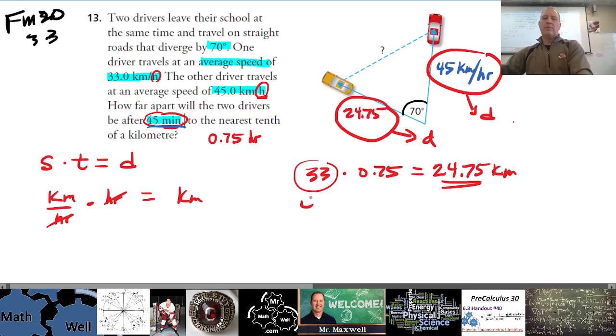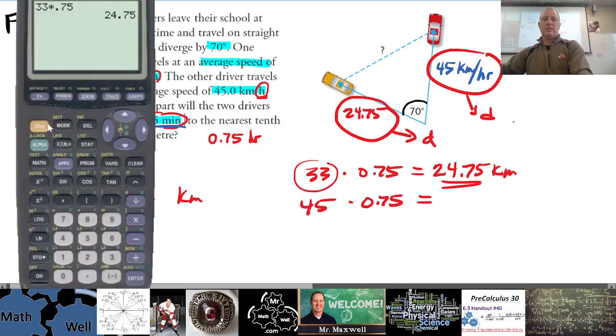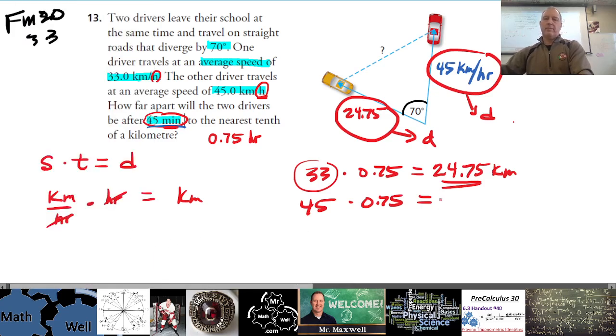We'll do the same thing for the other car to find out its distance. So we'll change that 33 to a 45, and that gives 33.75. Is everyone seeing that? Now, if you haven't done this question yet, you get to finish it. I want you to do it. That's the first half. That's the hint there.